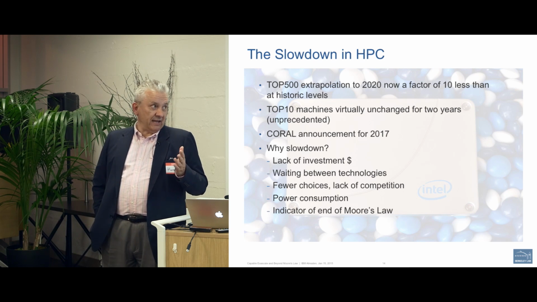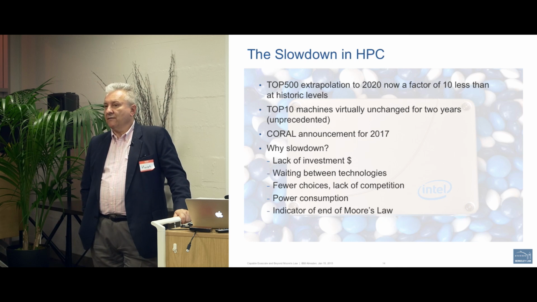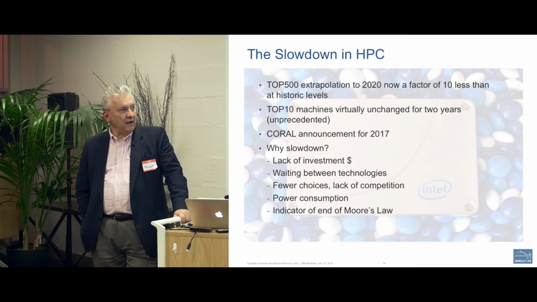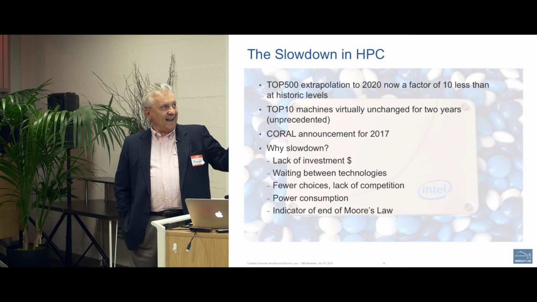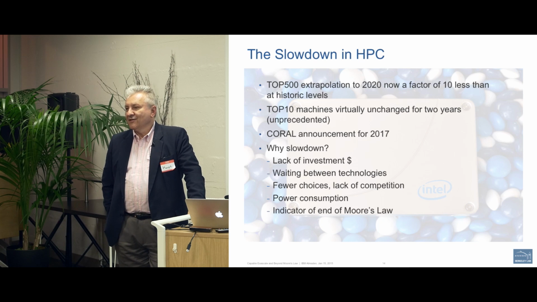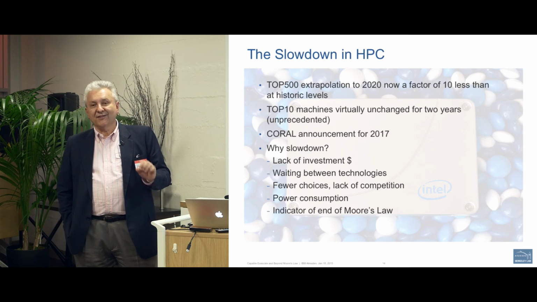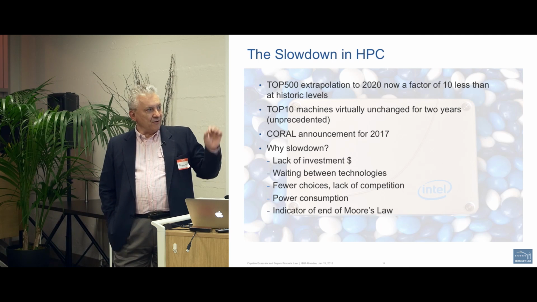There has also been a narrowing of the field. IBM has reduced their engagement by ending the Blue Gene line. There's no more Blue Gene out there. But there are other things. There's power consumption: the systems require more and more power, becoming more and more expensive to run. And I say this may be an indicator of the end of Moore's law. So you can have a long debate on why HPC is actually slowing down. As I said, not everybody says HPC is slowing down, but I think it is.